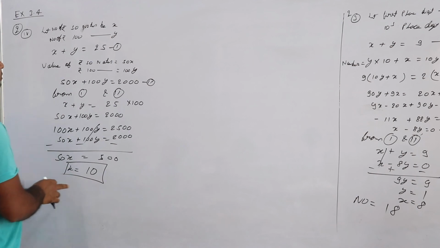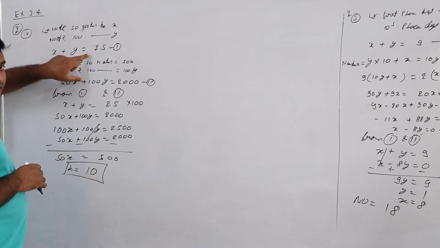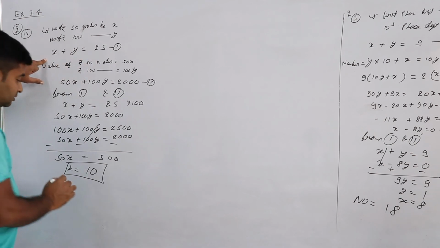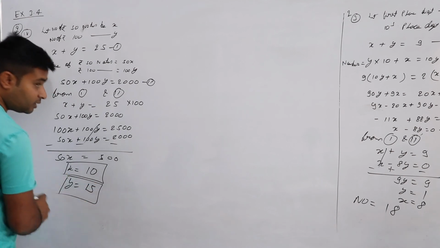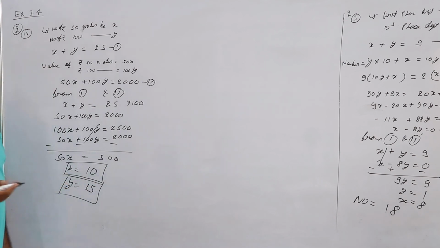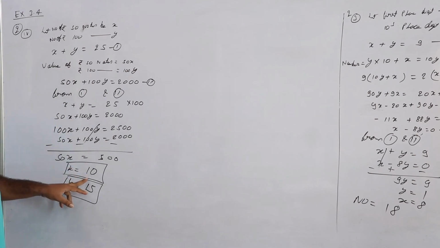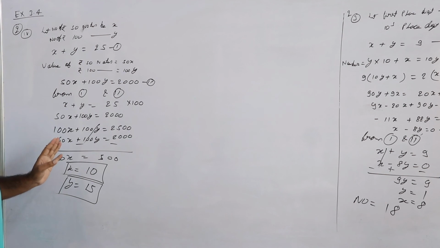If x is equal to 10, put 10 here. Y is equal to how much? 15. Now, what is the profit? So how many 50 rupee notes? 10. How many 100 rupee notes? 15. Understood? Yes, sir.